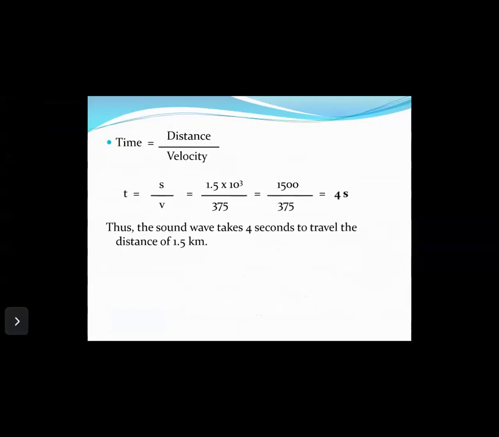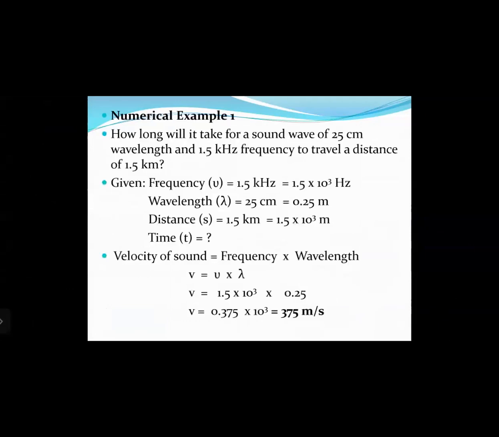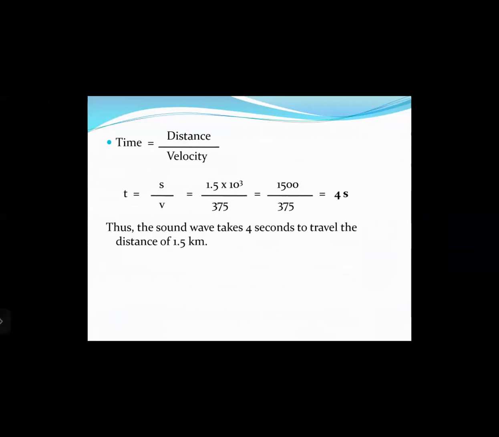So t is equal to s upon v, that is 1.5 into 10 raised to 3 divided by velocity, which we calculated here at the bottom. Can you see 375 meters per second? So we have substituted here. So we get 1.5 into 10 raised to 3 divided by 375, that is equal to 1500 divided by 375. That comes down to 4 seconds, right? So the final answer, time required, is 4 seconds.